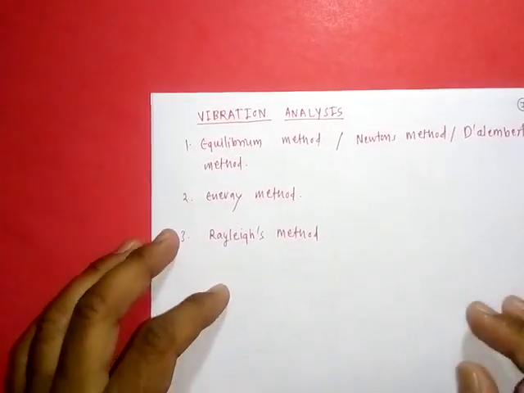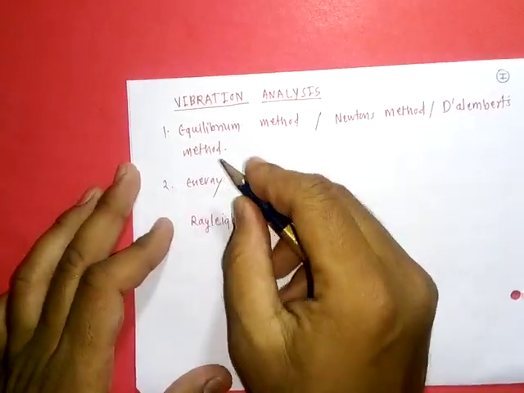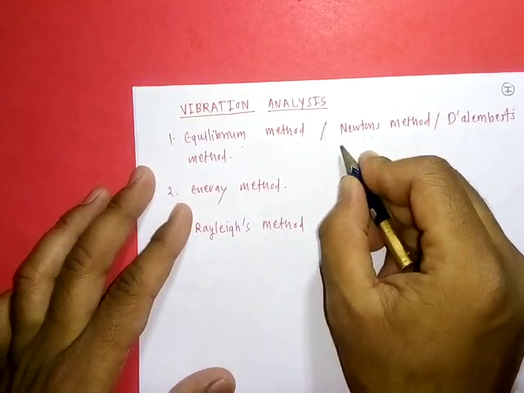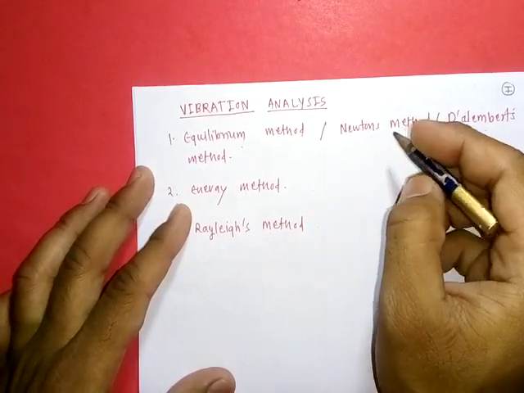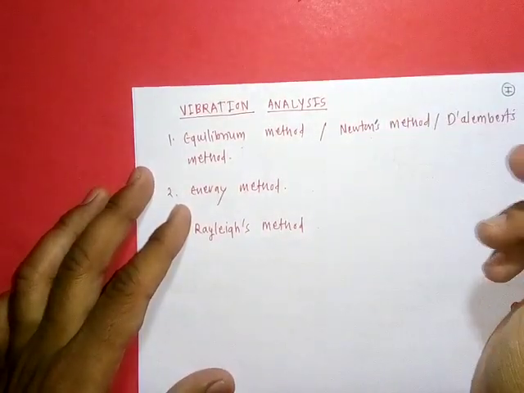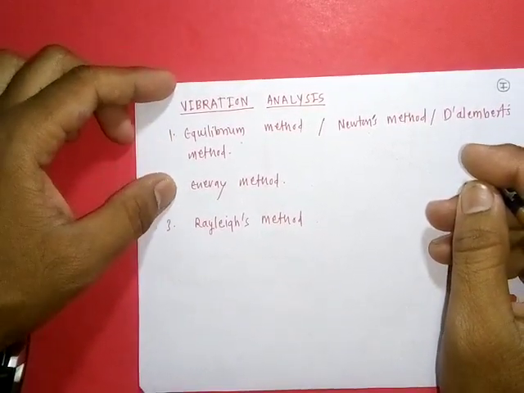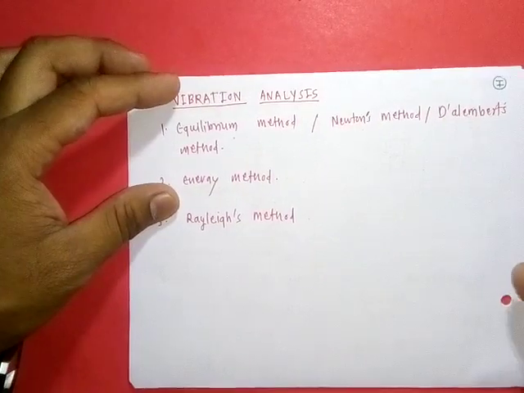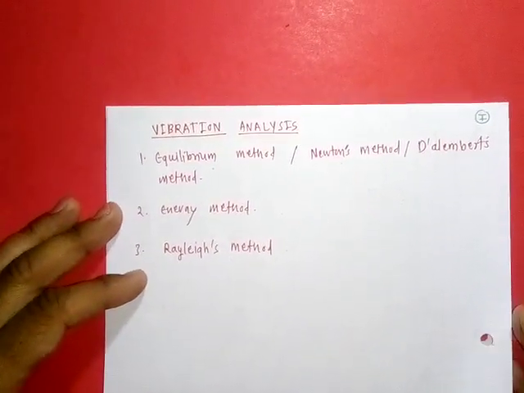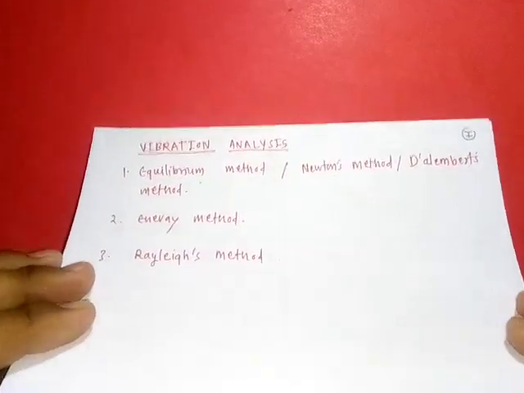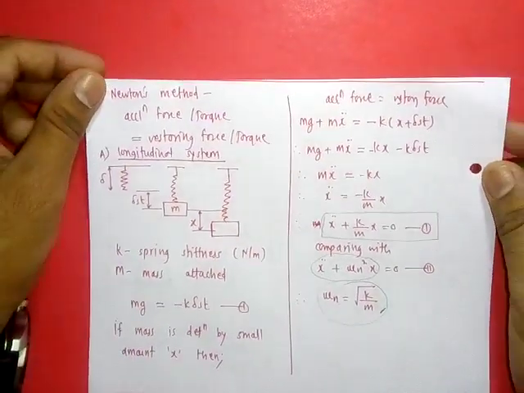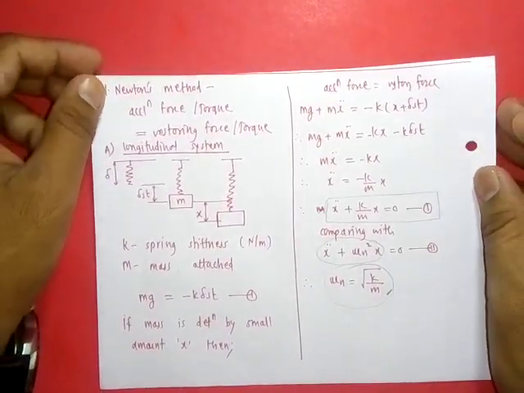There are three methods of analysis of vibrating system. They are the equilibrium method, which is also called Newton's method or D'Alembert's method. Second one is the energy method. Third one is Rayleigh's method. Okay, so there are three methods. Let's see them one by one. So first is Newton's method.